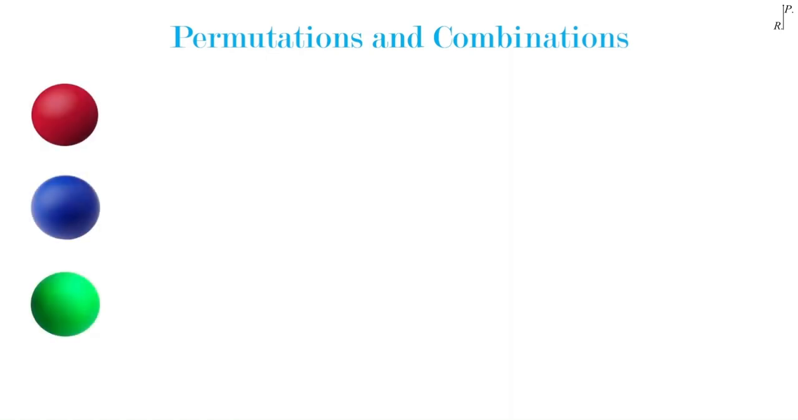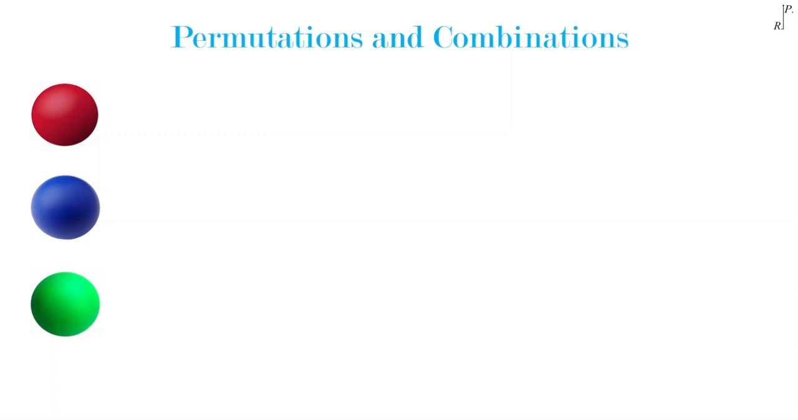Imagine you have three colored balls: red, blue, and green. In how many different orders can you arrange them? That's permutation. Whereas combinations are about picking a certain number of things from a group, but the order doesn't matter. If you want to pick two balls at a time, how many different pairs can you make? That's combination. So, permutations deal with the order of things, while combinations are more about selecting without caring about the order.